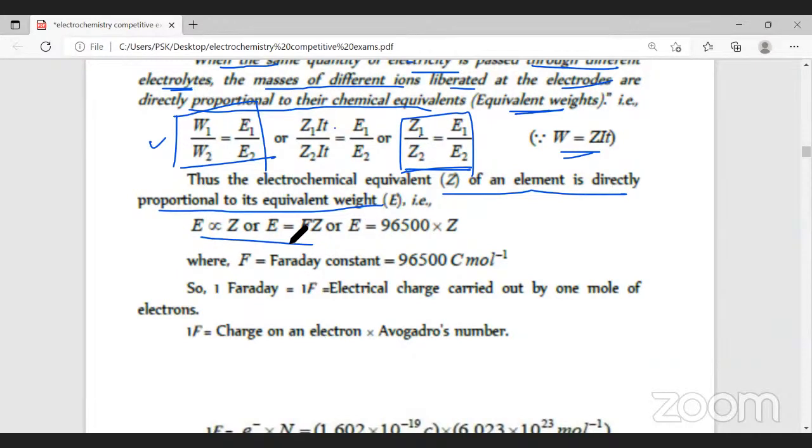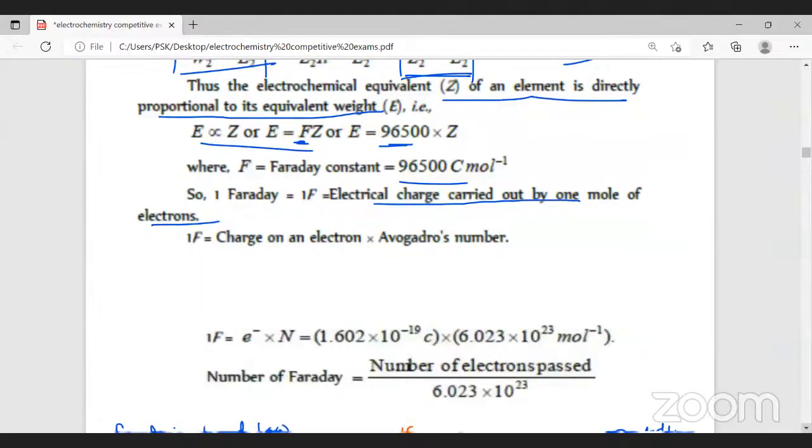If you remove the proportionality sign, we give a proportionality constant, that is Faraday. E is equal to Z into F. F is 96,500 coulomb. 1 Faraday is 96,500 coulomb. 1 Faraday is the electric charge carried by 1 mole of electrons. We learned it yesterday. Did you understand this so far?